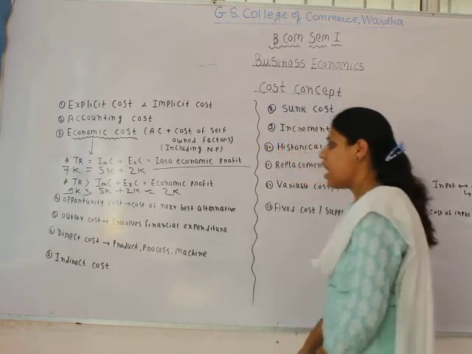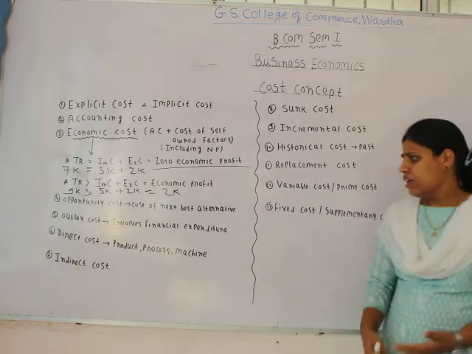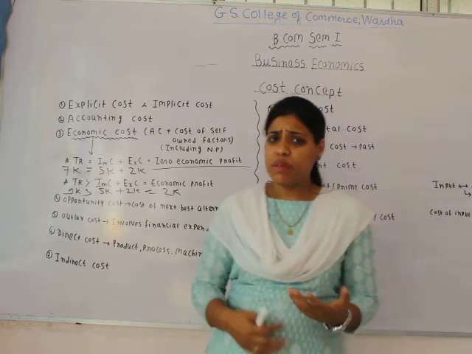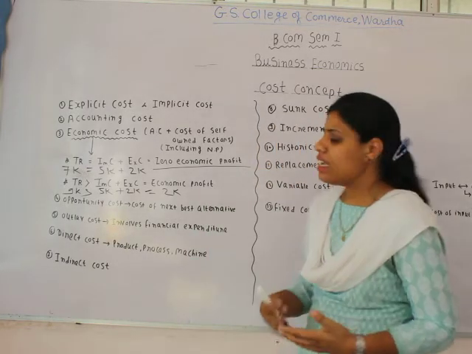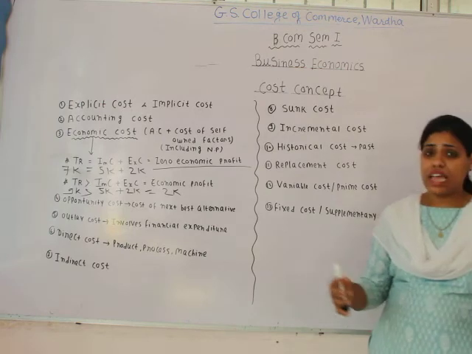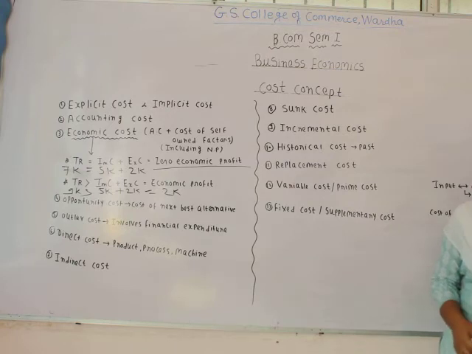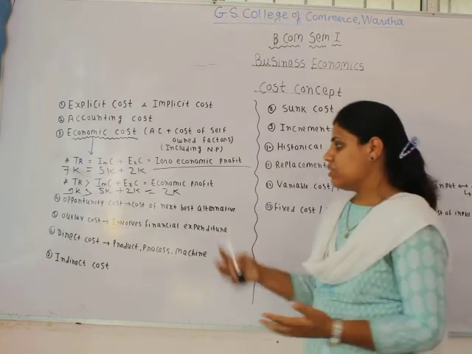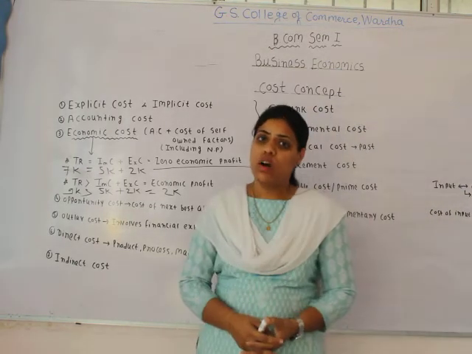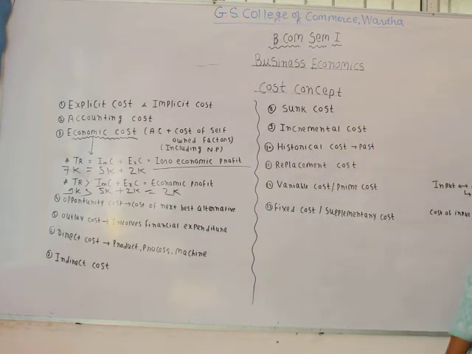The next one is outlay cost. Outlay cost is the cost which is actually paid, and it involves many kinds of financial expenditure or financial outflow actually made by the business, like the cost of raw material, the cost of machinery, etc. And when we talk about outlay cost, it is actually recorded in the books of accounts.